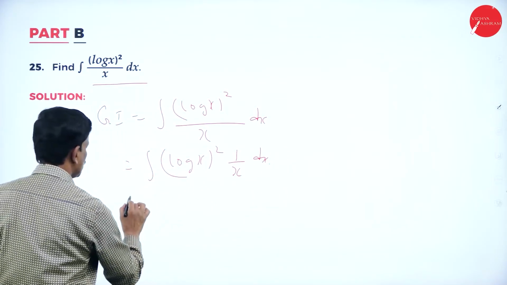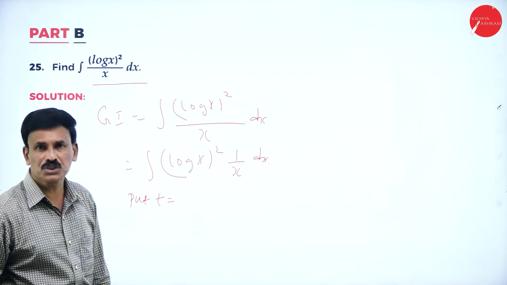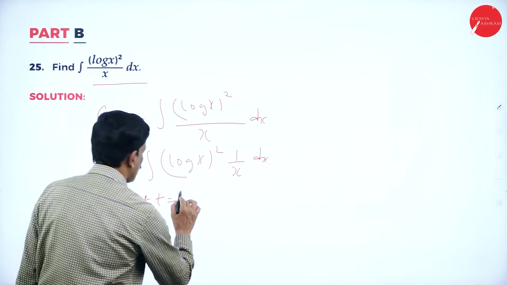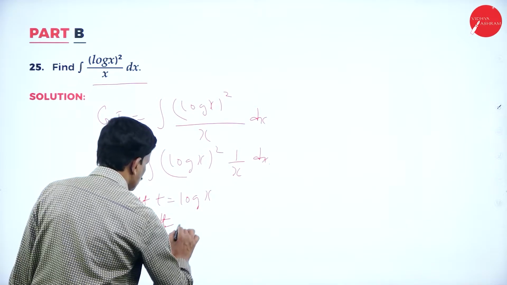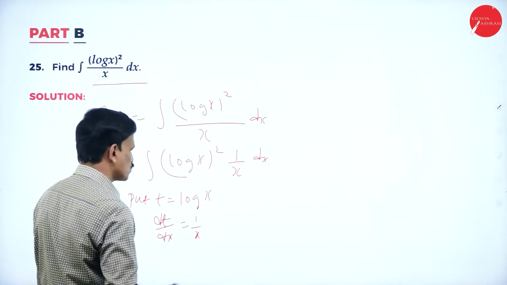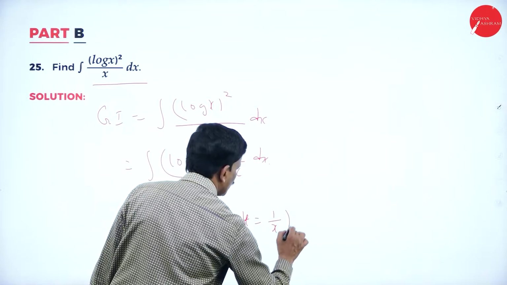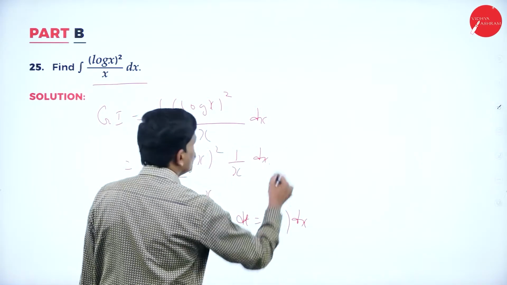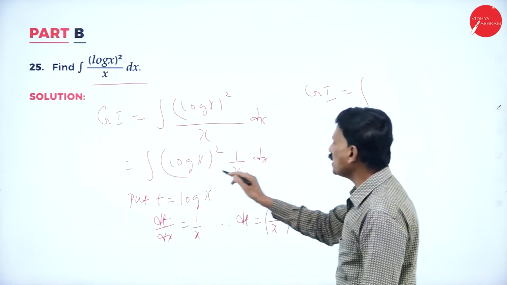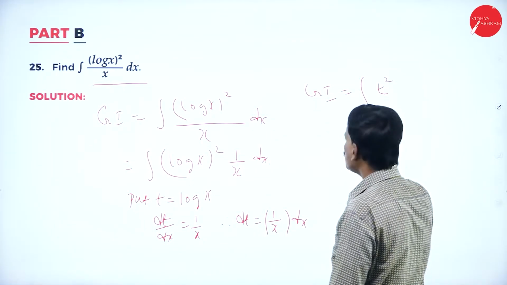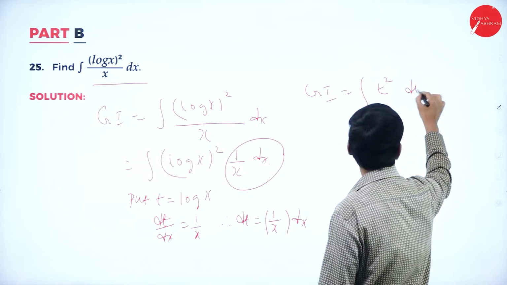Now, let us consider this as t. You can integrate by the method of substitution. Put t is equal to log x. Now, differentiate this. dt by dx is equal to differentiation of log x, which is 1 over x. So, therefore, dt is equal to 1 over x into dx. The given integral becomes log x whole square, which is nothing but t square, into 1 over x dx. This entire quantity is equal to dt.